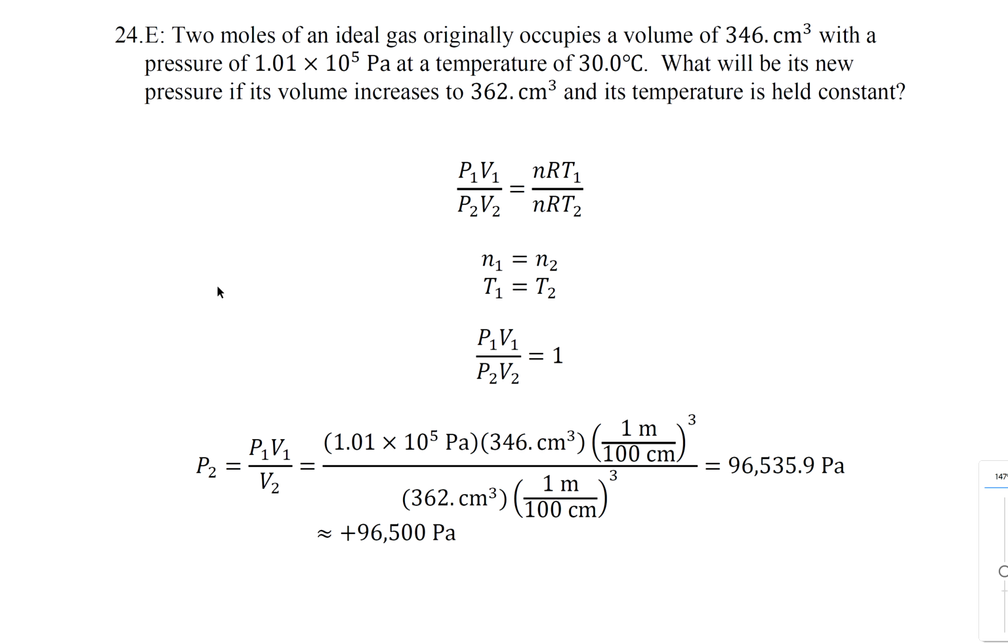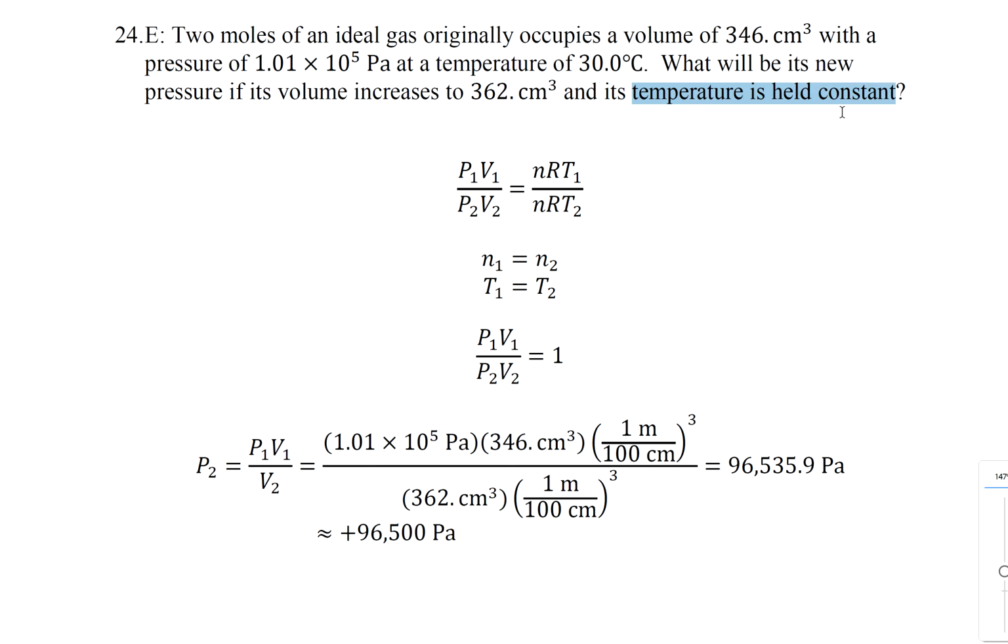Question 24. One more example, I believe. 2 moles of an ideal gas originally occupies a volume of 346 centimeters cubed with a pressure of 1.01 times 10 to the 5 pascals at a temperature of 30 degrees Celsius. So this first sentence tells us everything about the numerator. What will be its new pressure if its volume increases to 362 centimeters cubed and its temperature is held constant?